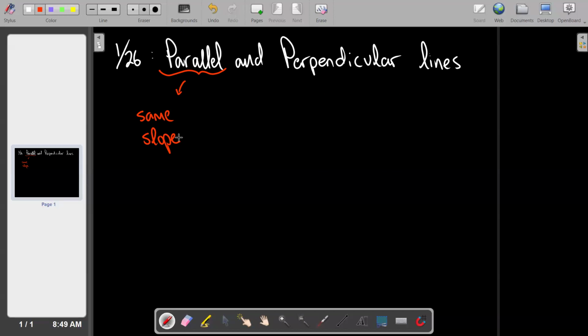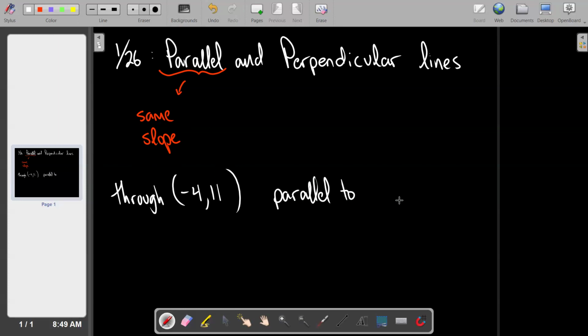But in algebra, since we talk about slopes and points and y-intercepts and stuff like that, our definition should be two lines that have the same slope. Okay. So let's take a look at what that means for us real quick. So if I were to give you a problem that said, I want you to write me the equation of a line that passes through the point (-4, 11), and is parallel to the line y = 1/2 x - 5.